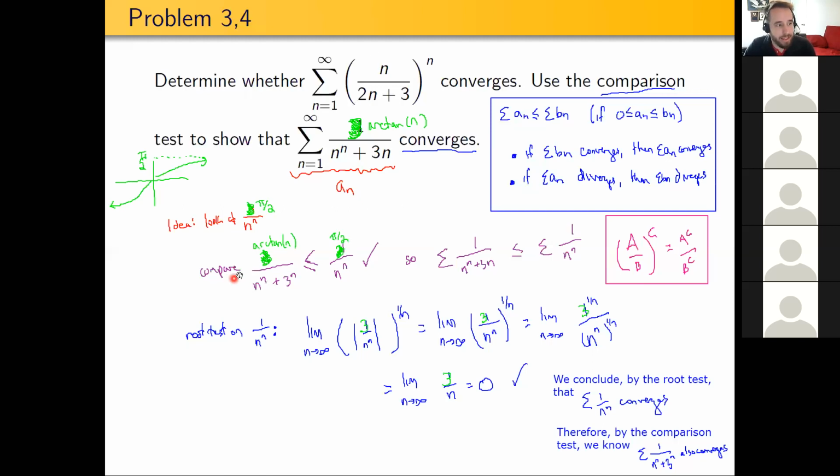The reason there being that the numerator is always smaller than this numerator, while at the same time, this denominator is always bigger than this denominator. So overall, this fraction will be smaller. It has a larger denominator and a smaller numerator than this one here.